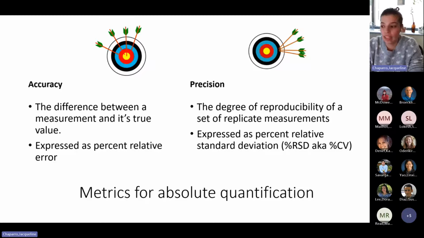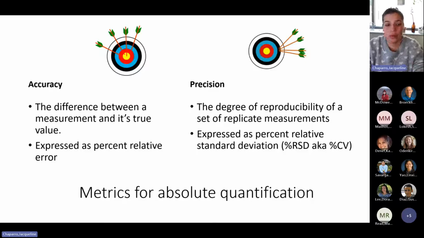And so this we tend to measure by looking at the calibration curve that is run in the beginning and the end, and look at what the potential error is with respect to what the calibration curve is saying at the end. And then with precision, we're looking at the degree of reproducibility of a set of replicate measurements. So this is expressed as a percent relative standard deviation, percent RSD, also known as percent coefficient of variance. And that we tend to measure by our pooled QCs.